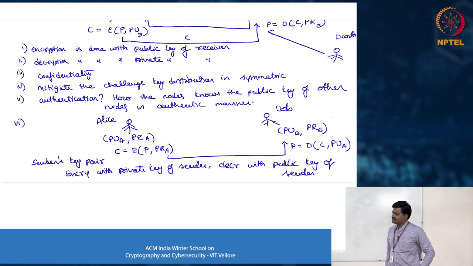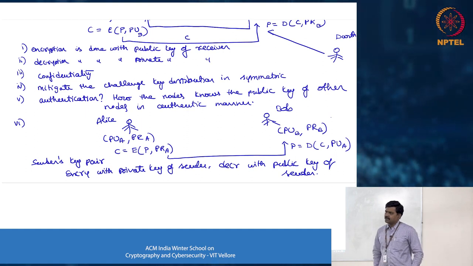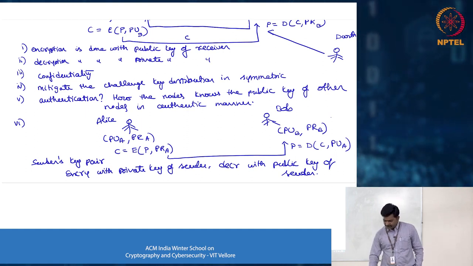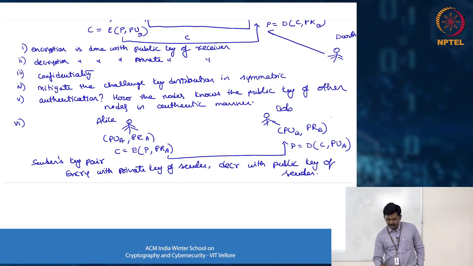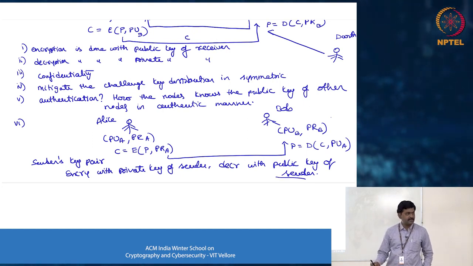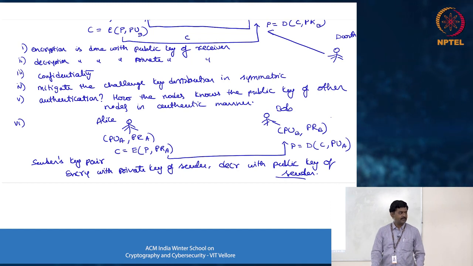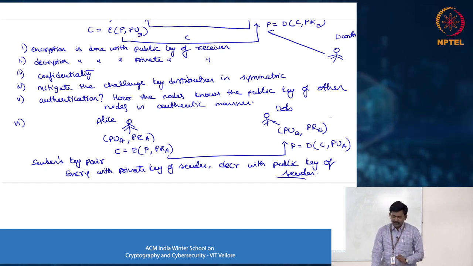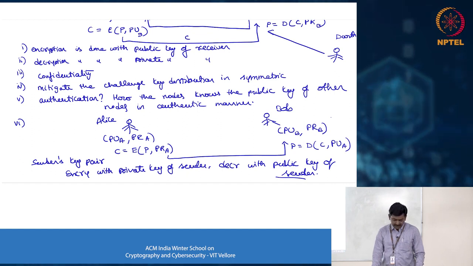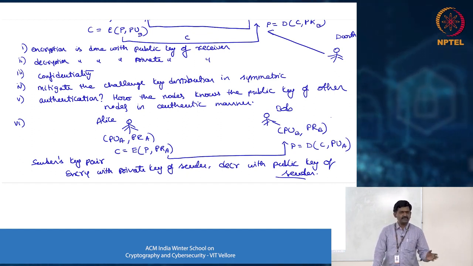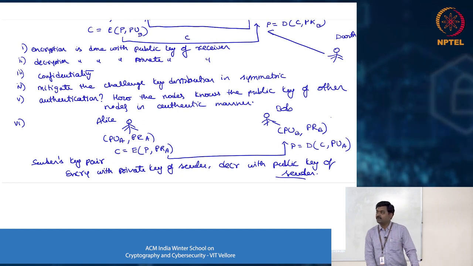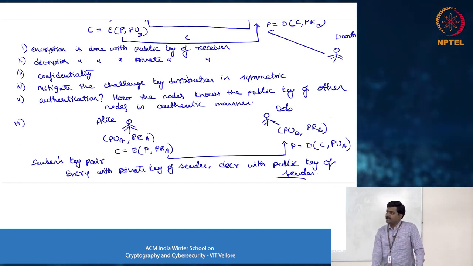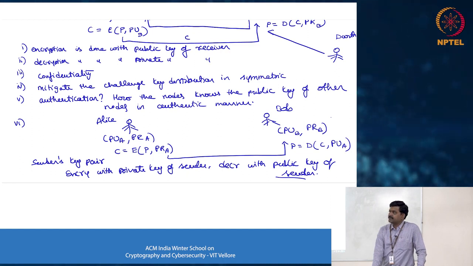Now, tell me, at the receiver side, is it possible to decrypt or not? Decryption is happening with the help of the public key of the sender. Does the receiver know the public key of the sender? Yes. So decryption is always possible. Encryption happened with the private key of the sender, and the sender knows his private key, so obviously encryption is possible. Now, can anybody attack this scenario?